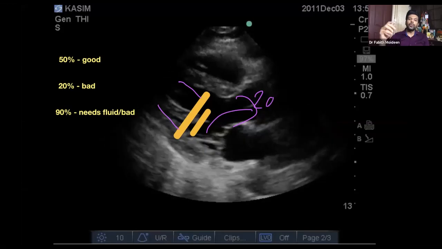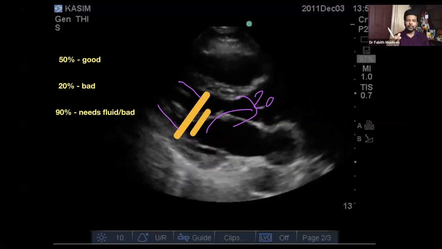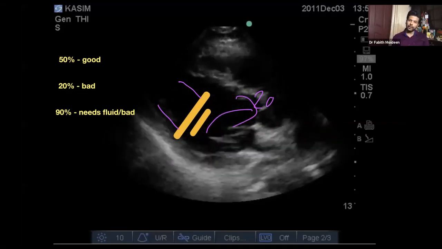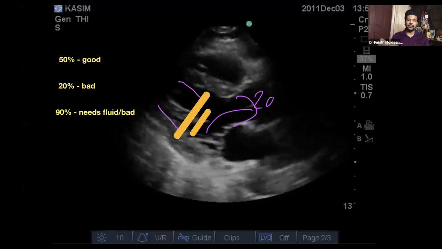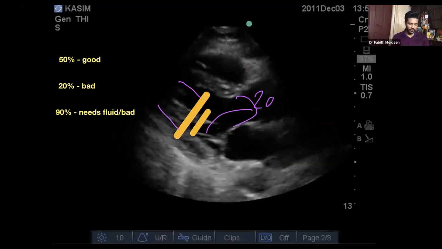Okay. So basically, if it is a hyperdynamic LV, you don't know whether the LV is normal or not. So what you do is, if you see a hyperdynamic LV, give fluids, and repeat the echo, and then you can assess the LV correctly. Okay, this is very, very important.